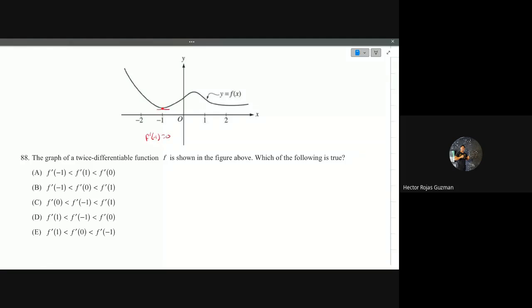F prime of 0. The tangent line is positive, so f prime of 0 is positive. And then we have f prime of 1. The tangent line is negative, so that means the derivative is negative. So f prime of 1 goes last. Then f prime of negative 1. And finally f prime of 0. So there it is.